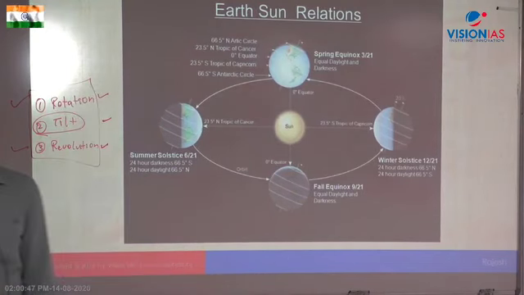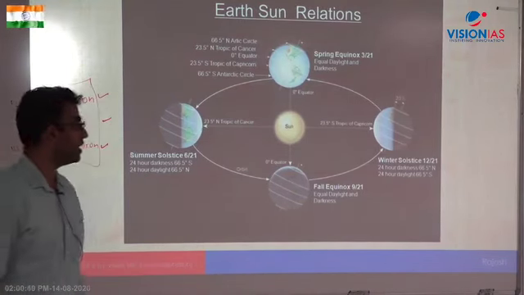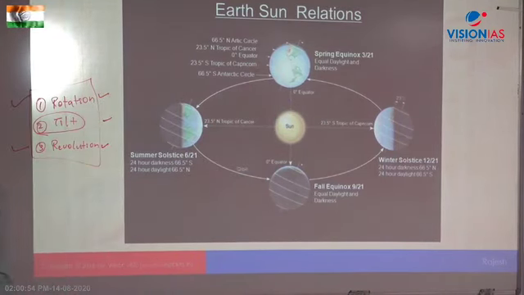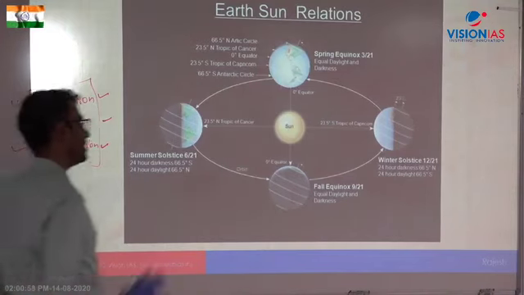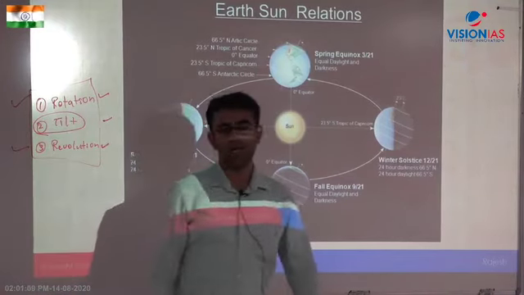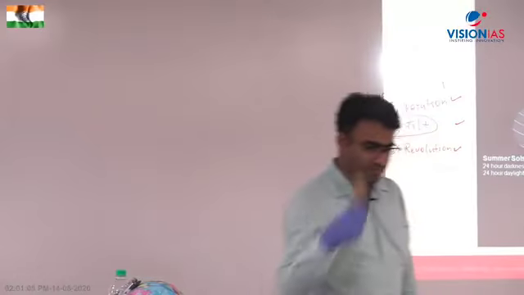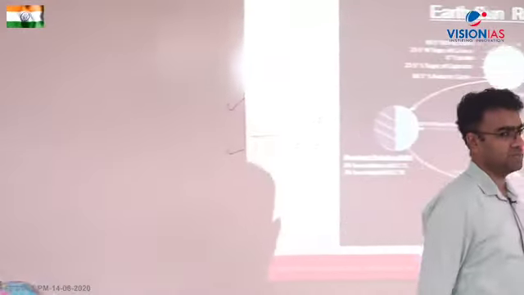But I had said that the tilt is always fixed. So how can it be neither towards the sun nor away from the sun? But the revolution is such that even with the tilt, the sunlight can fall vertically along all the latitudes. I'll show. Let me just take this duster as an example.